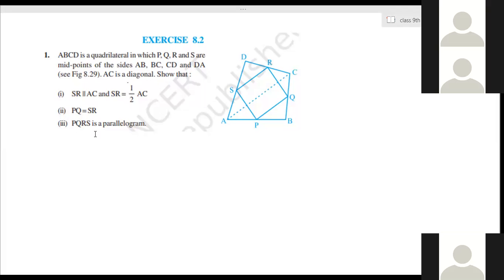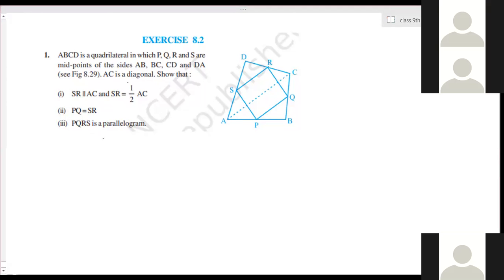Here they have given it step by step, but in the exam they will ask you only the last statement. They won't give you these statements. You have to directly prove PQRS is a parallelogram. Then PQ and RS are equal. The opposite sides, these two are equal, we have to prove, and we have to prove that PQRS is a parallelogram. So we have to use two triangles, the ADC triangle.